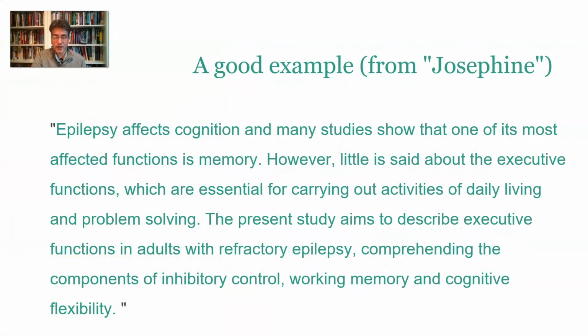Here is an abstract from a student, this is a pseudonym, and it's a good example. Very simple. It's good because it's straight to the point. It starts with epilepsy affects cognition, and many studies show that one of its most affected functions is memory. However, little is said about the executive functions, which are essential for carrying out activities of daily living and problem solving. The present study aims to describe executive functions in adults with refractory epilepsy, comprehending the components of inhibitory control, working memory, and cognitive flexibility.